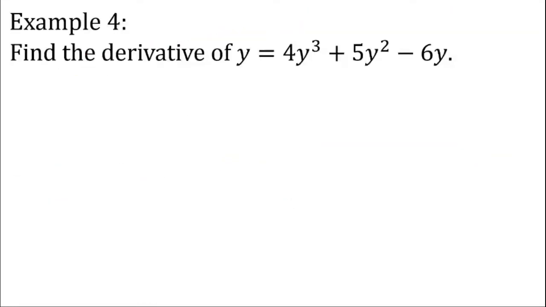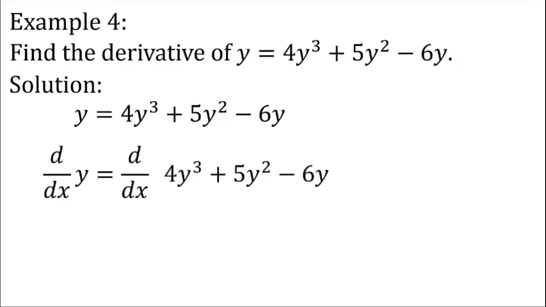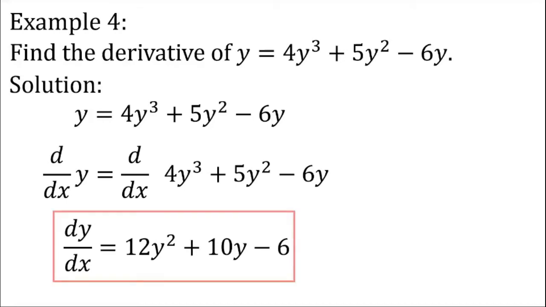Okay, last one. Find the derivative of y equals 4y cubed plus 5y squared minus 6y. Here's the solution. y equals 4y cubed plus 5y squared minus 6y. d over dx of y equals d over dx of 4y cubed plus 5y squared minus 6y. dy over dx equals 12y squared plus 10y minus 6. What went wrong?